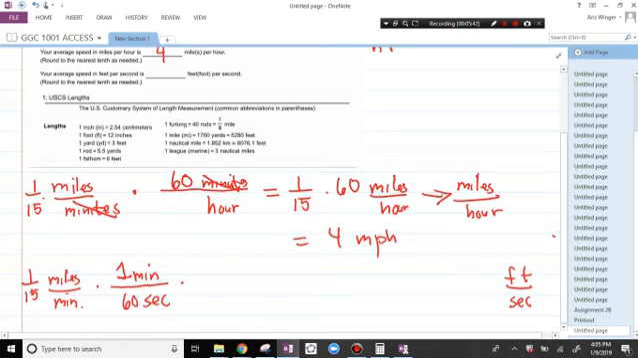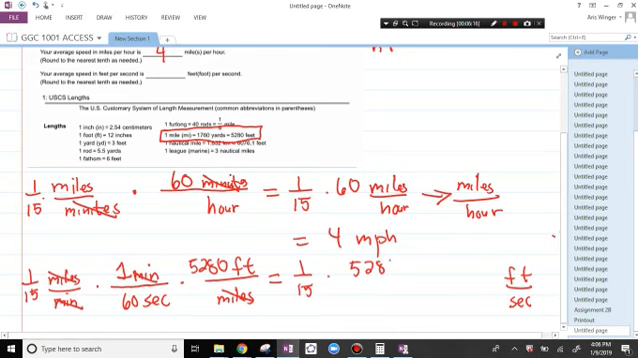And I want to get rid of miles too. So here's miles down here, and I need feet up here. And 1 mile is 5,280 feet. 5,280 feet. And so now we have the correct units. The miles cancel, the minutes cancel. So we have 1 over 15 times 5,280 over 60.